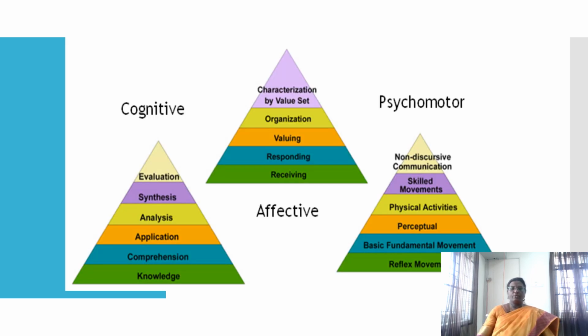So already we dealt with the cognitive, affective and psychomotor domains. In the cognitive domain, from basic upwards: knowledge, comprehension, application, analyzing, synthesizing, and evaluating. The affective domain: receiving, responding, valuing, organization, and characterization by value, that is value setting. Then here: reflex movement, basic fundamental movement, perceptual abilities, physical activity, skilled movement, and then non-discursive communication.